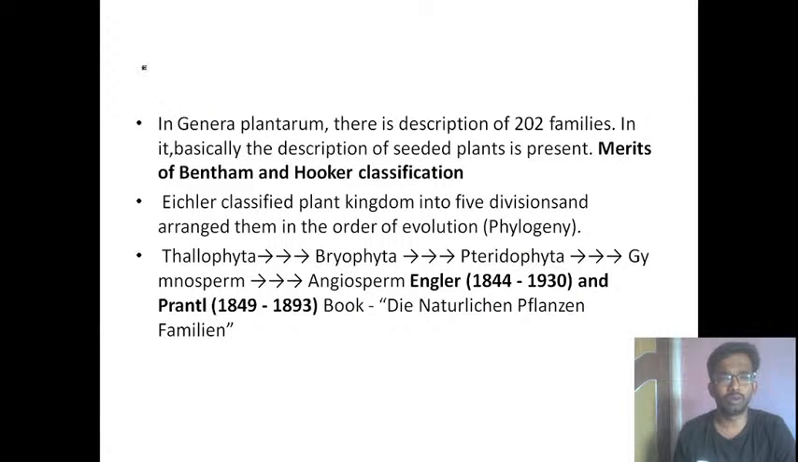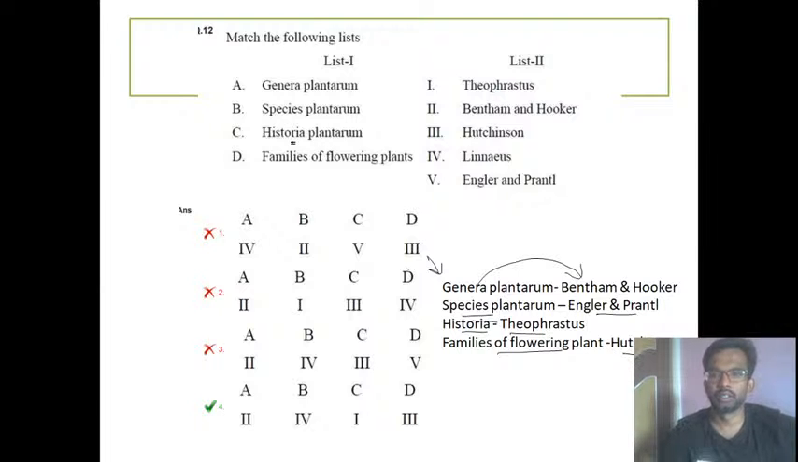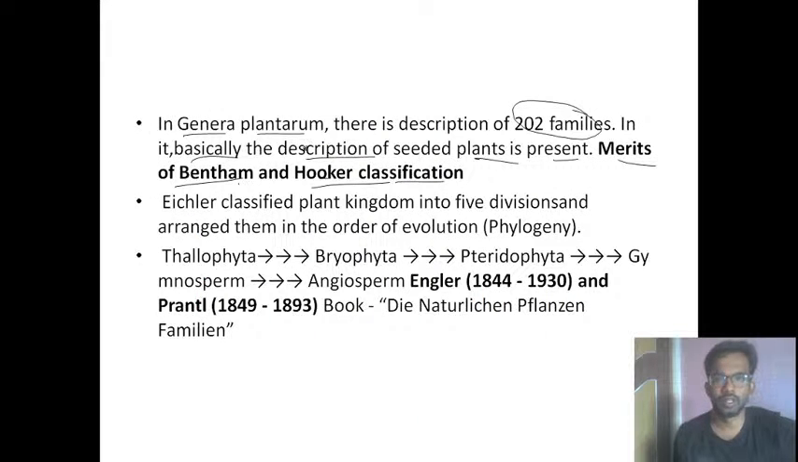Now I am going to give you an explanation. What do you mean by Genera Plantarum? It is a description of 202 families. In it, basically, the descriptions of seed plants are present. This is the merit of the Bentham and Hooker classification. We call it the Bentham and Hooker classification. The number of families described that you need to remember is 202.